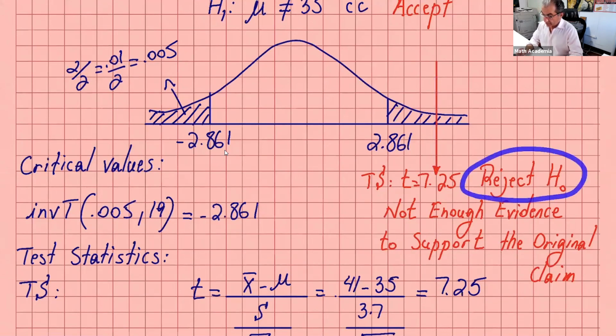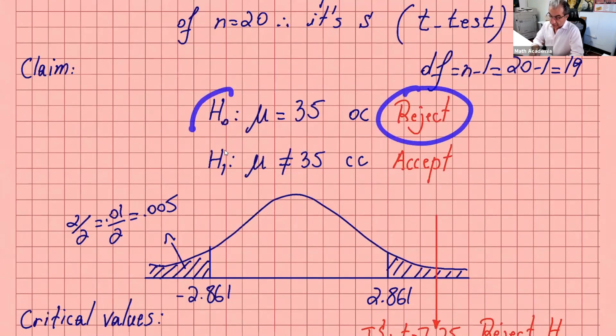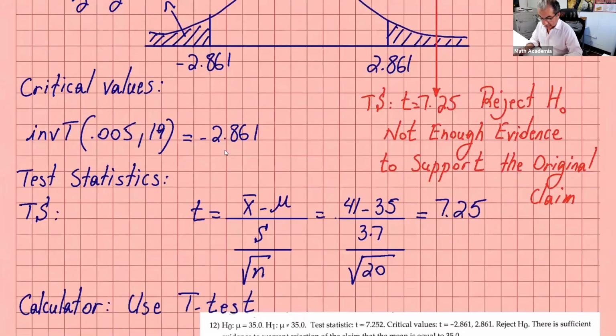So the first thing you say, reject H0. So next to H0, you put reject. Of course, we're going to accept this one. Next to OC, it says reject. If I'm rejecting OC, that means we don't have enough evidence to support the original claim. So you write: not enough evidence to support the original claim.